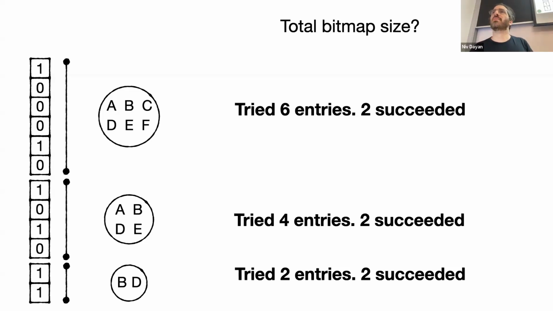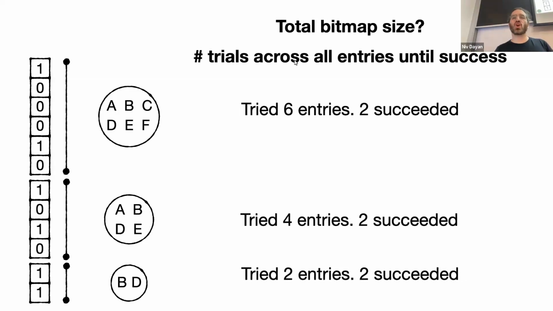Each failure has what? Basically, that's right. So note that the total number of trials that you do is equivalent to the number of bits in this bitmap. Does that make sense?